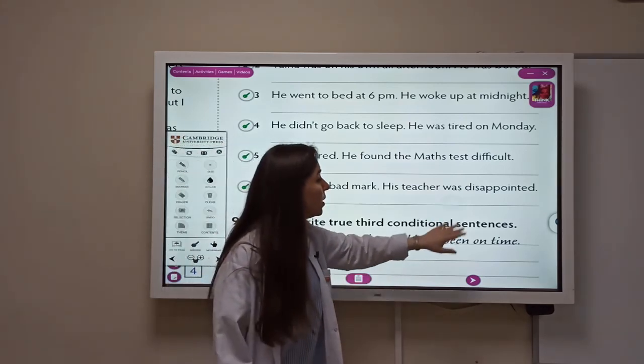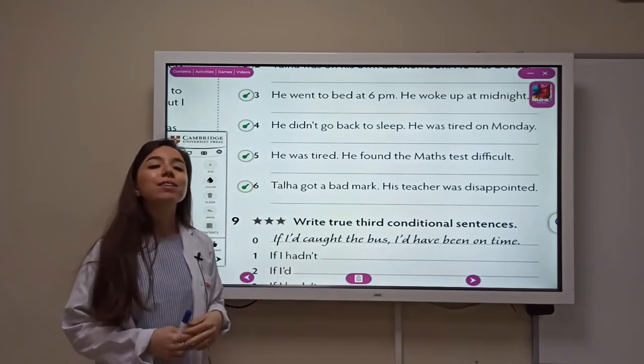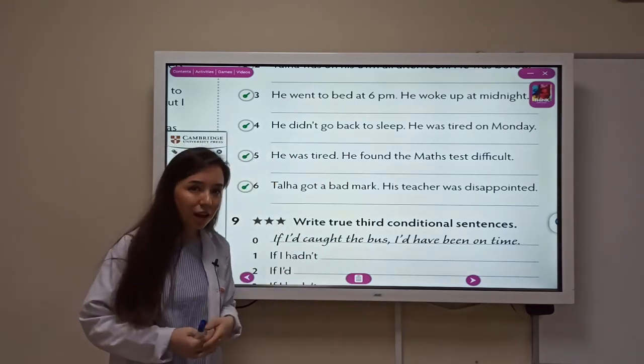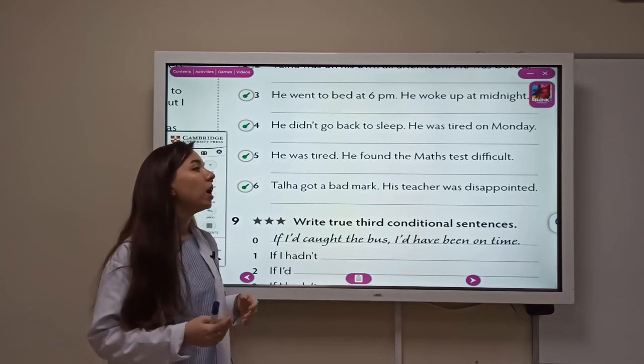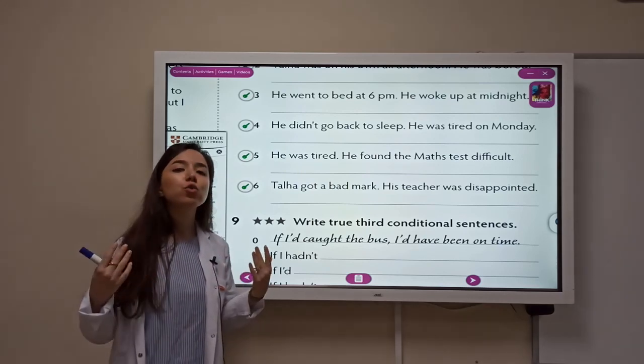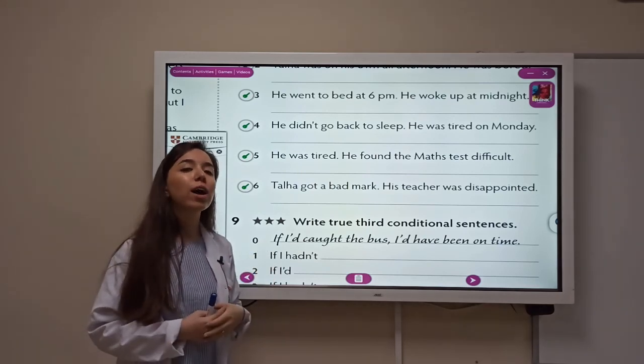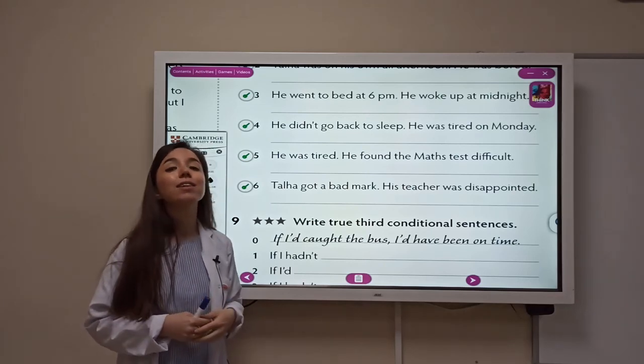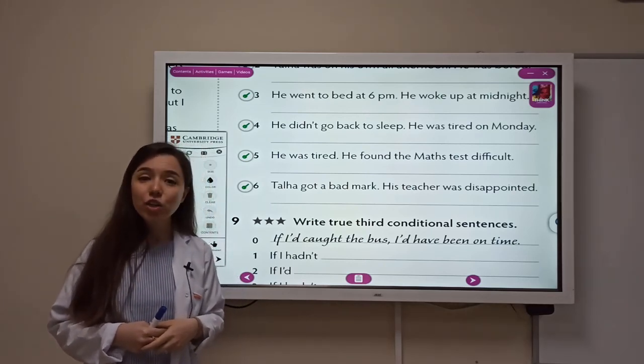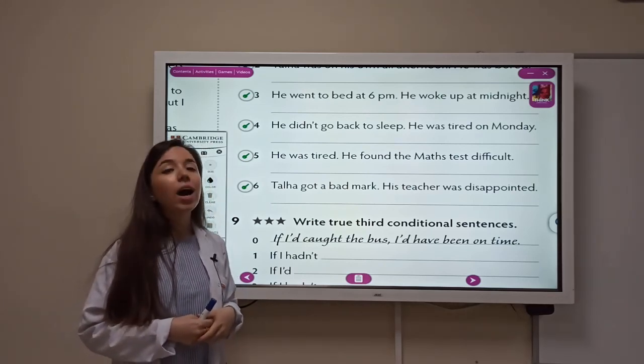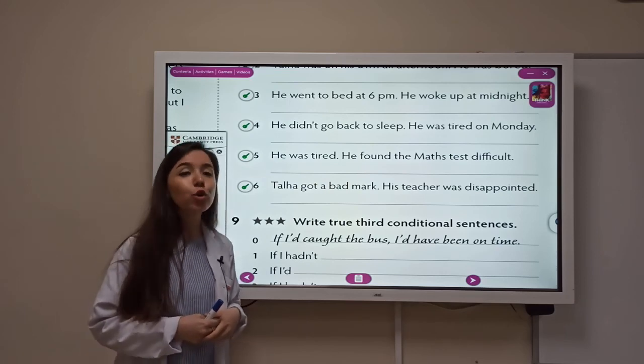So we talked about and we practiced, we did some exercises about third conditional sentences. It's not that difficult, you just need a little practice, you just have to do some more exercises. And if you have any question, tell me, I will answer. I hope it was useful for you, you enjoyed it.